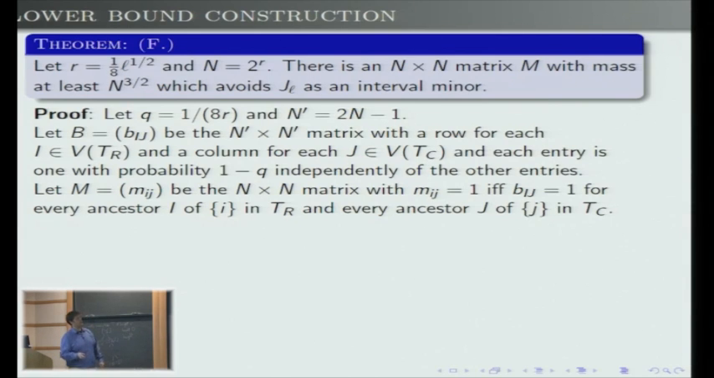And then I'm going to show you that with positive probability, B will be picked in such a way that M will satisfy the properties of the theorem. Are there any questions about this so far, about the construction? So TR and TC are just two identical trees. One corresponds to the rows, and one corresponds to the columns that we're going to use to make M. And we have this intermediate matrix B, which will be used to make M.